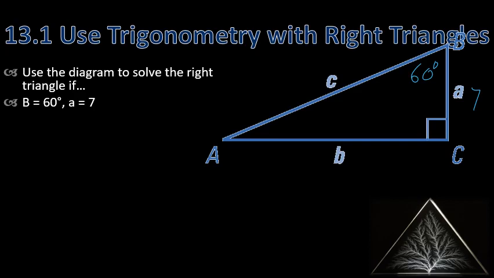All right, let's try this one. This time angle B is 60 degrees and side A is 7. All right, that means that this is our adjacent, is the side that we know. All right, again, we can find our other angle. The two acute angles have to add up to 90 degrees. So that means angle A is 30 degrees. Well, that makes it a 30, 60, 90 triangle.